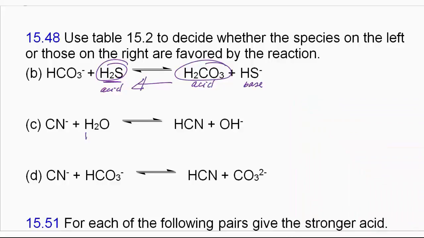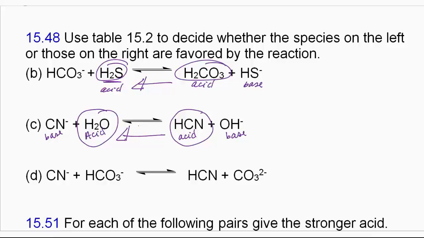C. Water's acting like an acid, because here we have a base, its conjugate base, conjugate acid-base pair. Hydrogen cyanide is an acid. Cyanide, its conjugate base. Identify the two acids. Remember, water's the weakest in the table. D. Cyanide and hydrogen carbonate.